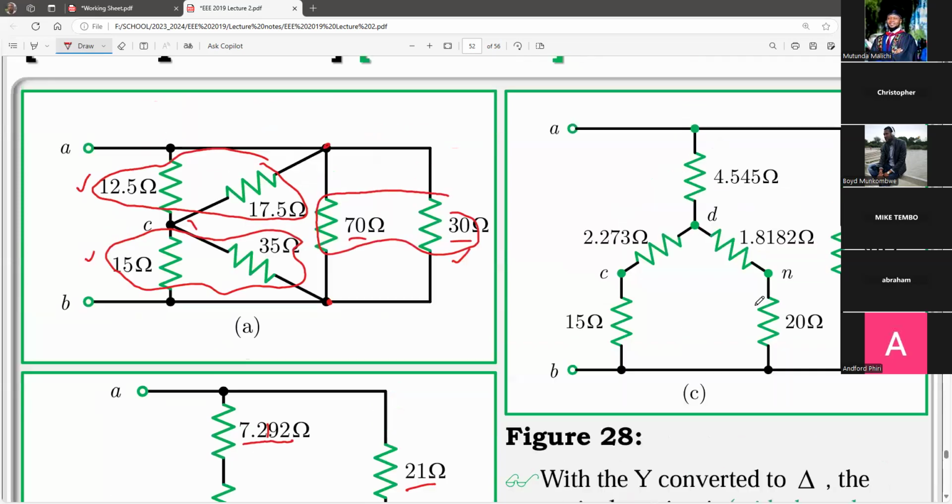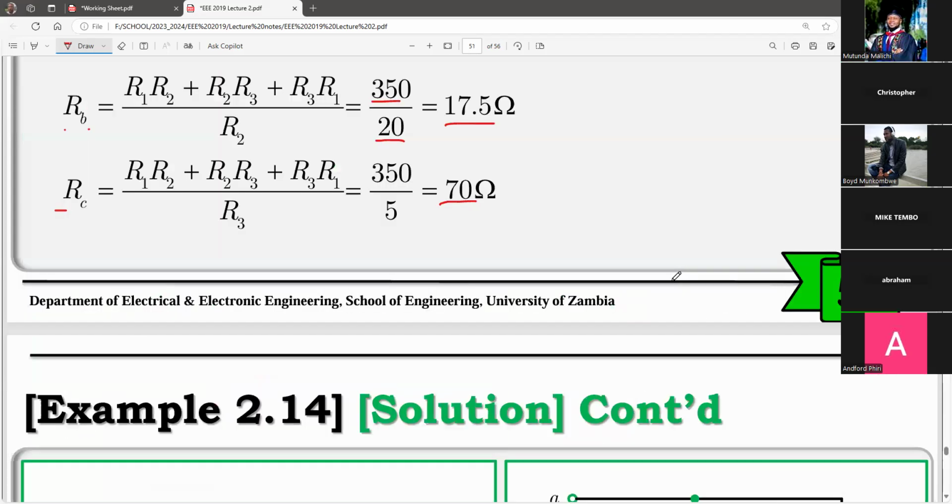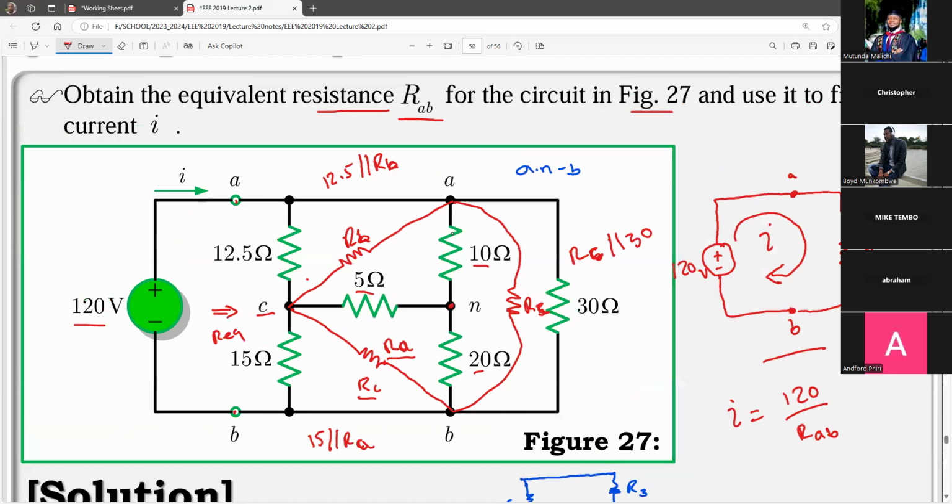Otherwise, another person would have opted instead of the one that I drew in blue. Someone would have done delta from 12.5, 5, and 10. They are connected in delta. So someone would want to say, okay, me, I'll get this Y there. It comes the other side. And then you have also another resistor coming. So when you obtain that, you'd realize that this one and the 15 will be in series. This one and the 20 will be in series.